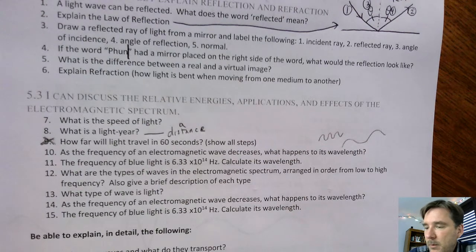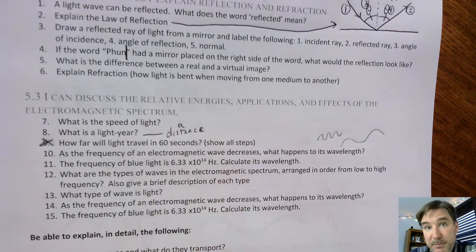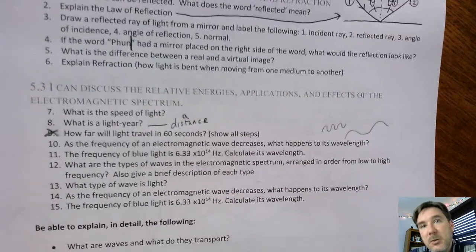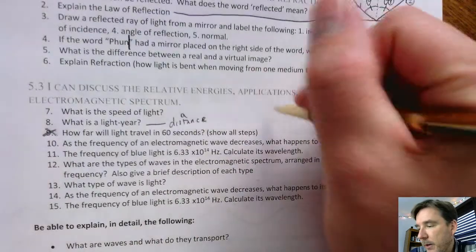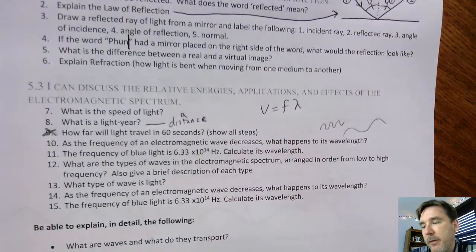So make sure you can do this. You know the frequency, you know the speed of light from question number 7. So you should be able to calculate the wavelength, because v is equal to frequency times wavelength.